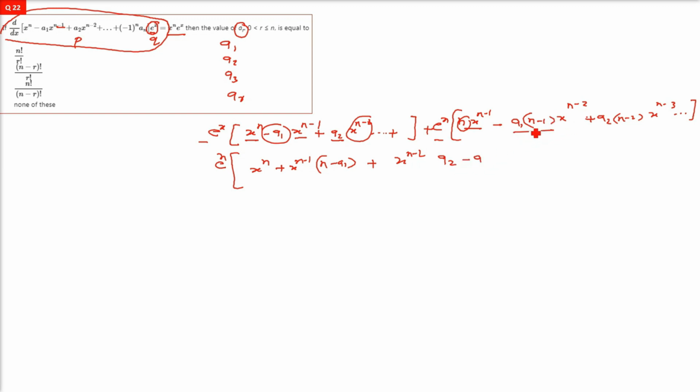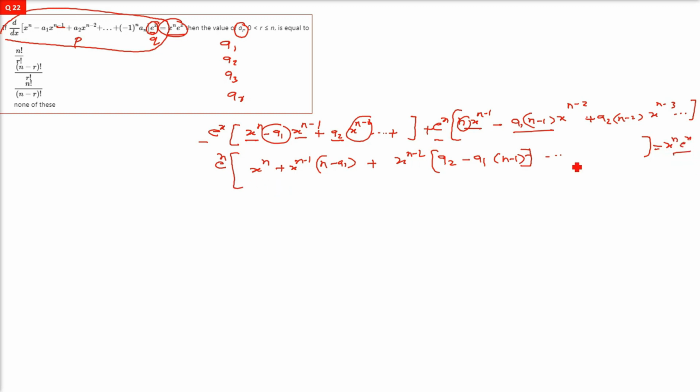So I am just taking e to the power x outside, other things with the term similar, that is the power of x, wherever it is similar, I am combining those terms. That is the only thing which I am doing right now. So we have x raised n, x raised n minus 1, then x raised n minus 2. So there will be multiple terms here, and you will know what will be the final term. Now this is equal to x to the power n e to the power x.